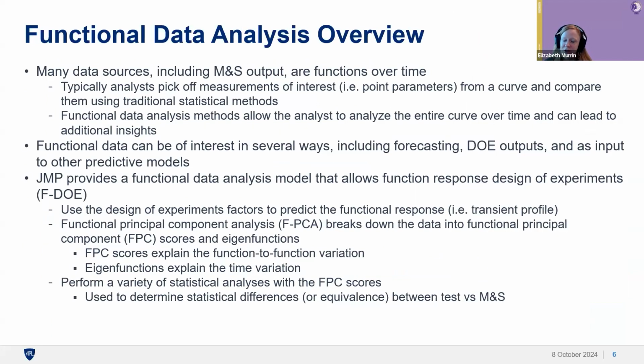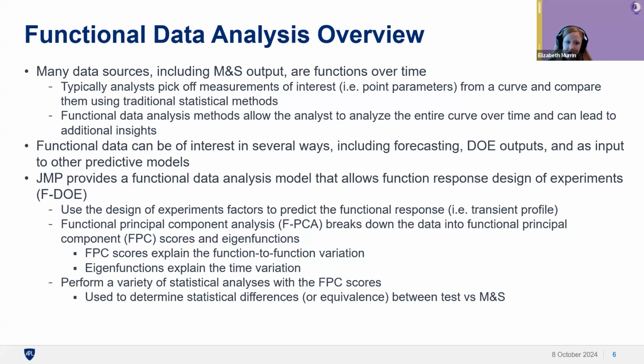So just an overview of functional data analysis. So functions are typically over time, especially when you're looking at modeling and simulation like we are. Normally, our engineers will go ahead and pick off certain points of interest for their particular time curve. They call them point parameters. And then they just use traditional statistical methods to do any comparisons. But you may be missing some information because you're not necessarily looking at the entire time curve.